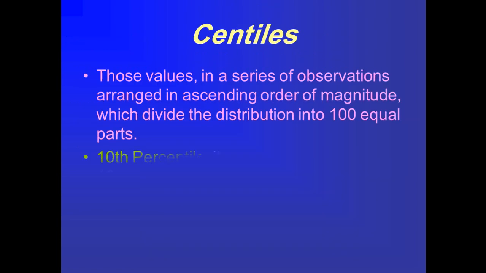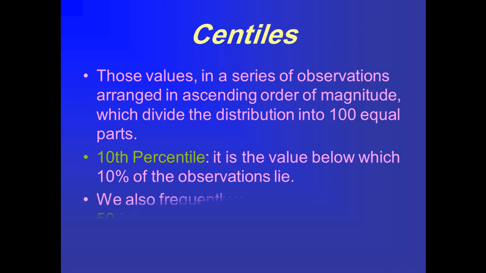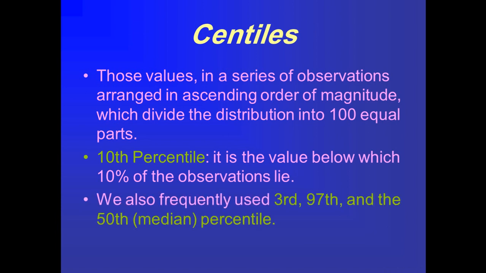Centile: we have a series of observations divided into 100 equal parts, and if it is the 10th percentile, we say it is the value below which 10% of the observations lie. And we have another common centile, the 30th centile, in which 30% of the observations lie below, and the 97th, and also we have the 50th.